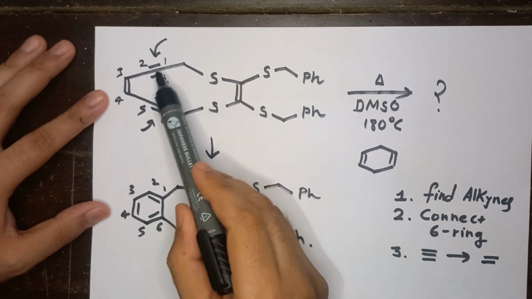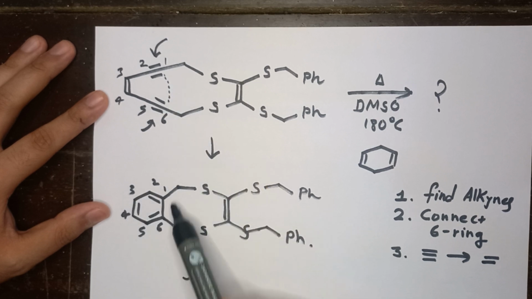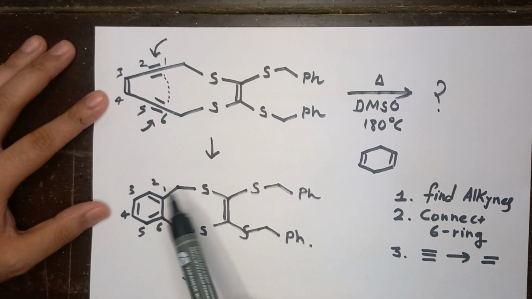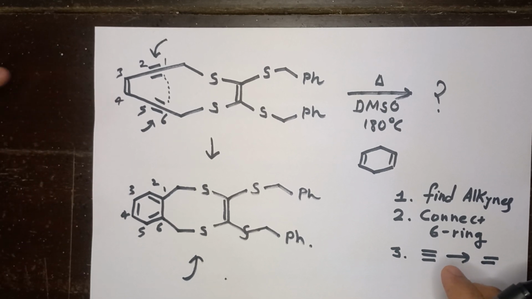All I did, spotted my alkyne, connected terminal part to form a 6-membered ring and converted this triple bond into a double bond and the rest will be the same. And this is the product. Let's solve one more practice problem.